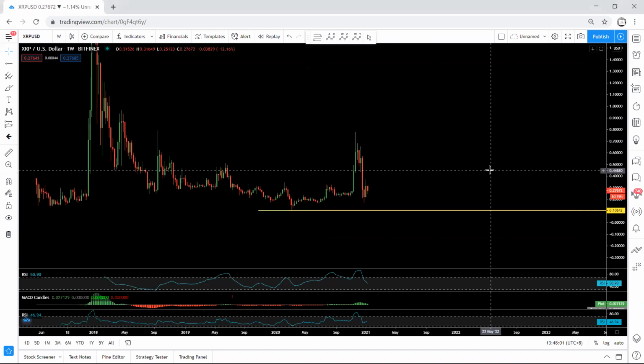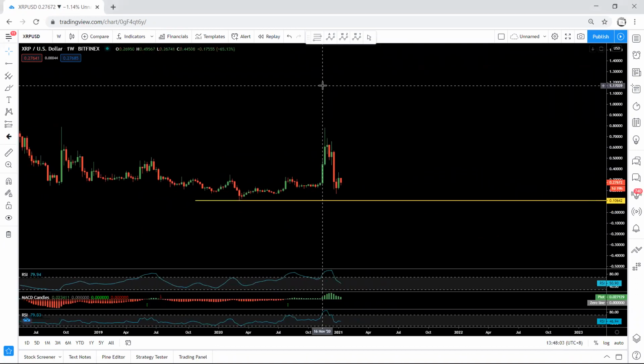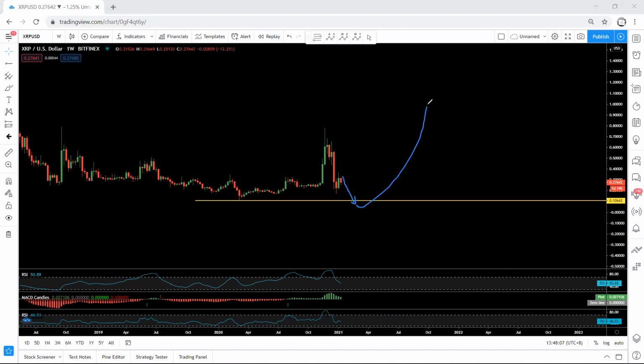Now the question is, if we want to buy, where should we buy? Whether the price can come to the 10 cent, 11 cent before we look for a buy, that is, whether we should wait for the price to come to that level, or from here at the current price we can look for a buy.